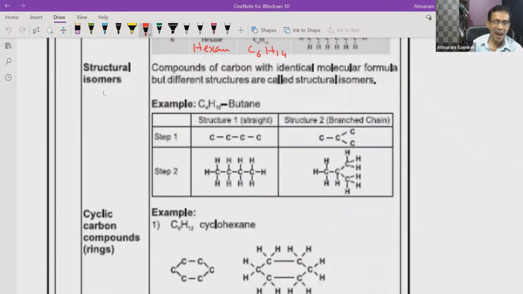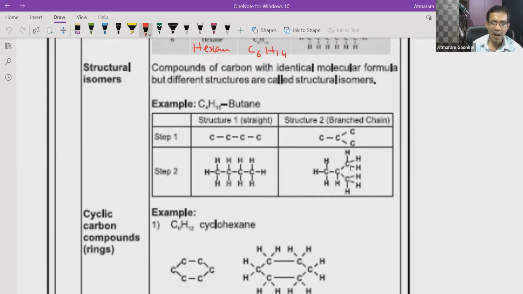What are structural isomers? You see here, butane is there, C4H10. If I write its structure in 2 ways, 4 carbons are there, so I will write in a straight form and attach hydrogens to them. This is one structure. Or I can do it like this. 3 carbons like this and 1 carbon with branching. This is without branching, this is with branching, and then attach hydrogens to each one of them.